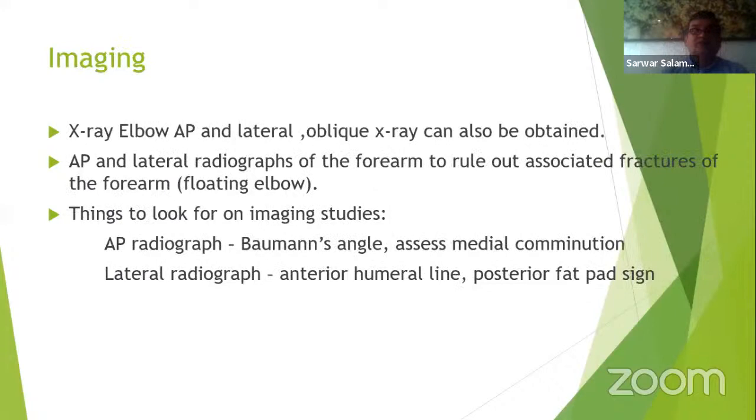So a standard AP and lateral view of the elbow is advised, but we should do the forearm also if there is anything else distally or in the midshaft. And Baumann's angle and the anterior humeral line, in AP and lateral views, are two important things to see. We'll see about those things a little later.